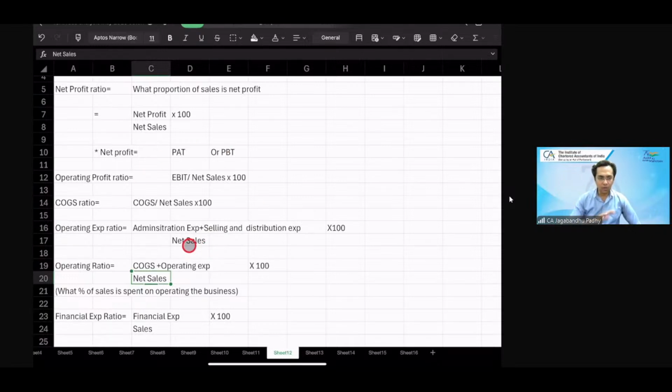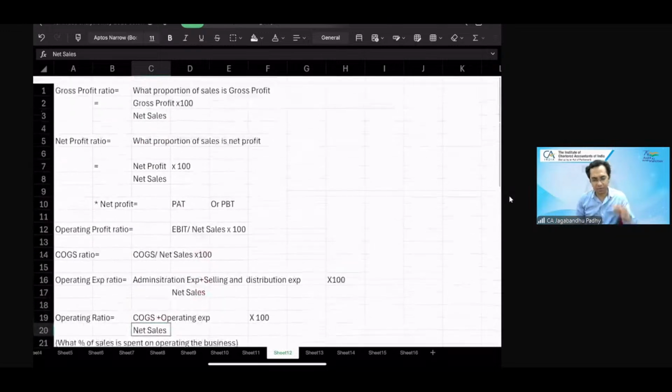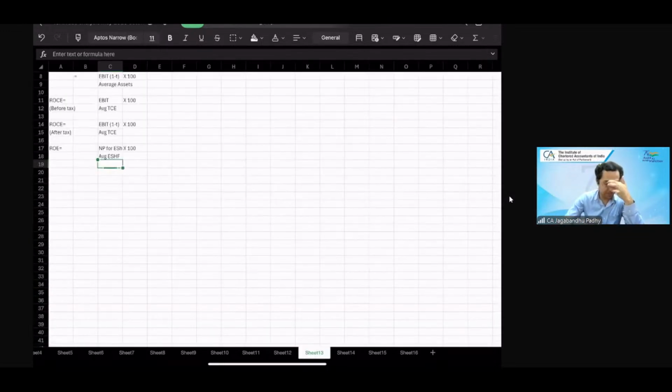So you can observe all our P&L ratios are of the same format: everything that you want to compute should be in the numerator and you divide it by the net sales. Like COGS ratio, COGS upon net sales. GP ratio, GP upon net sales. Finance expense ratio, finance expense upon net sales into 100. So all of these items are in a similar format.